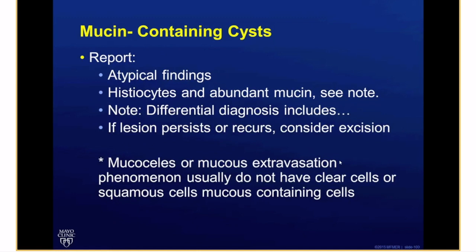If you don't have cells and all you have is mucin, you should not report the sample as negative. You should report as atypical findings and put a note in your differential that both benign and low-grade malignant lesions are included in the differential diagnosis. And if this lesion persists or recurs, an excision should be considered.